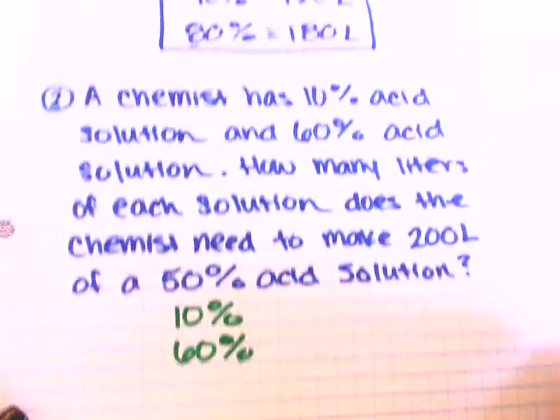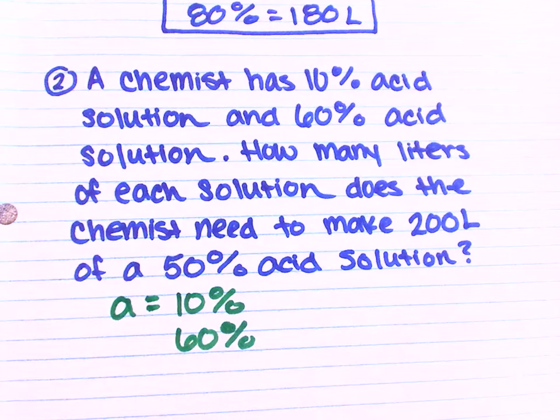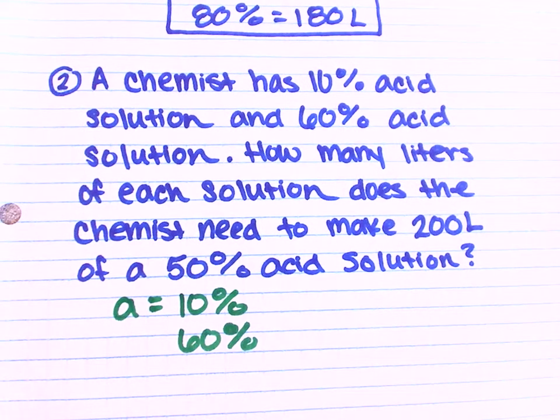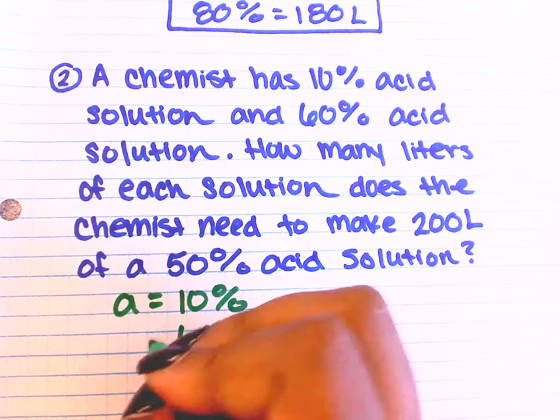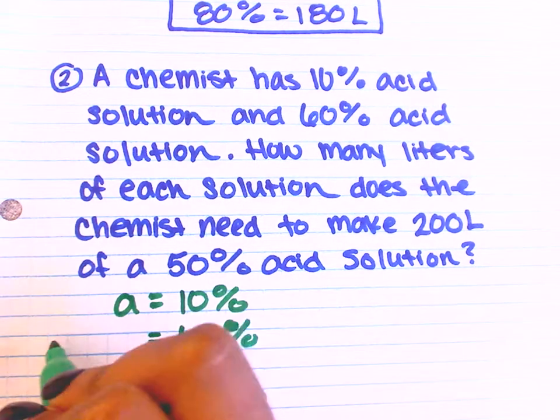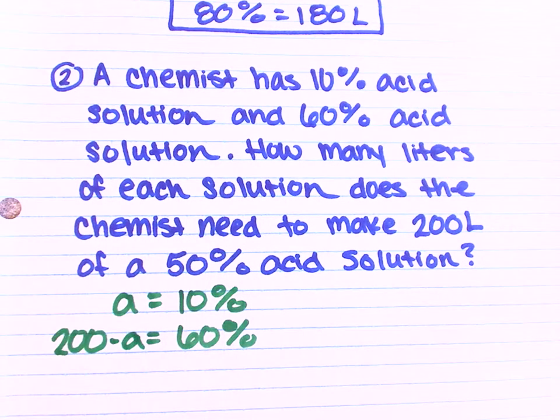So let's call the acid A again. So A is the 10% solution. Now we need to take the total amount of liters that he needs minus that solution to get the 60%. So he says he wants a 200 liter solution. So if we do 200 liters minus how many liters we find A is, we'll get the second amount.